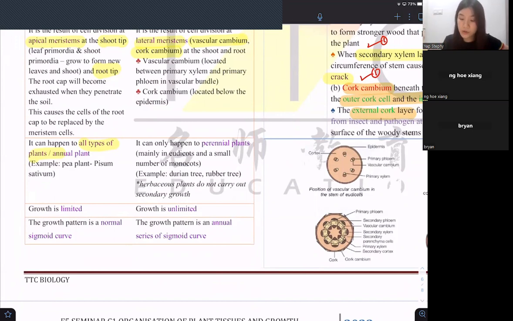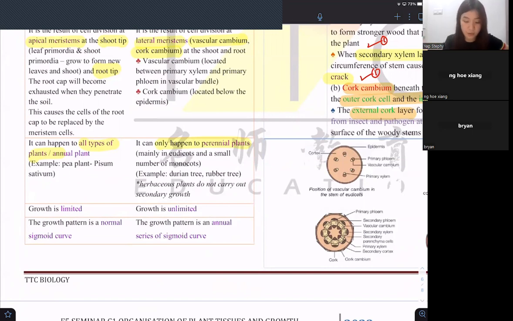But for the secondary growth, normally it happens in perennial plants. What is the meaning of perennial? Yeah, later we will learn that for the three types of plants. Okay. Normally the perennial plants are the eudicots, that means the woody plants. So that's why you can see most of the woody plants are very thick, they have a large diameter. Only a small number of monocots will undergo secondary growth. Okay, but mainly it is for the eudicots.